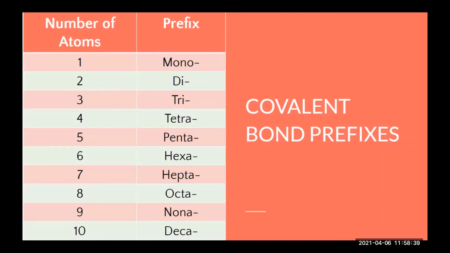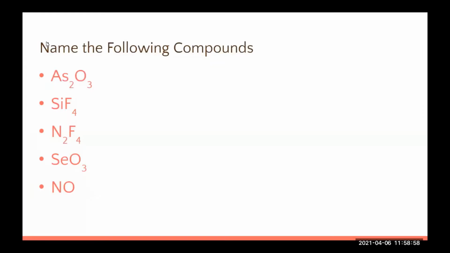1 is mono, 2 is di, 3 is tri, 4 is tetra, 5 is penta, 6 is hexa, 7 is hepta, 8 is octa, 9 is nona, 10 is deca. Remember that capitalization for your prefixes is not imperative. And now we're going to do a challenge. I want you to try to name the following compounds: As2O3, SiF4, N2F4, SeO3, and NO.